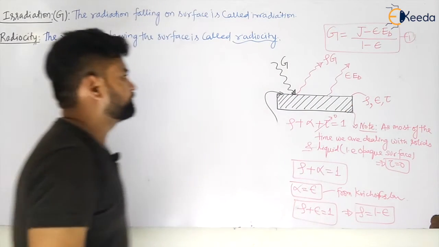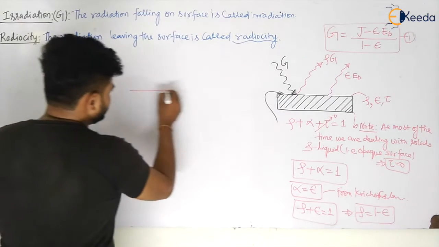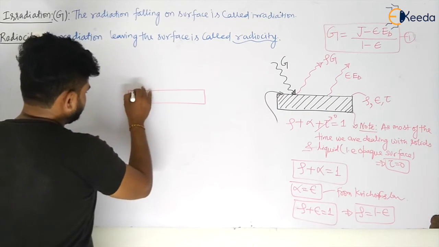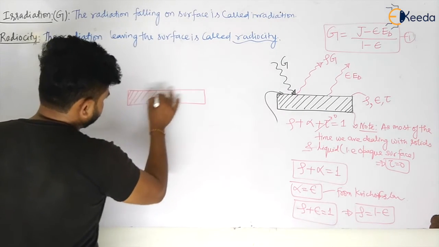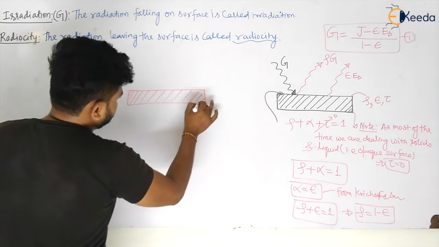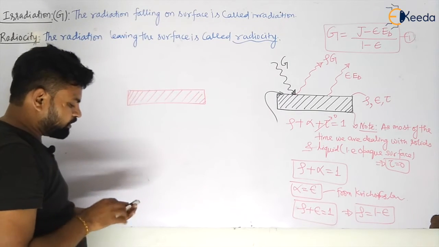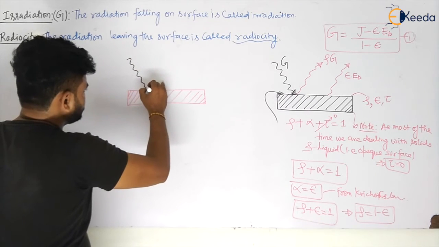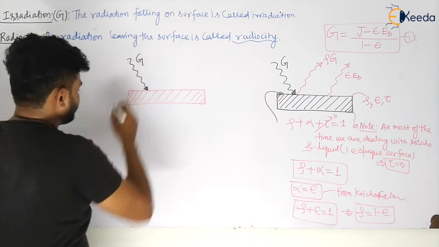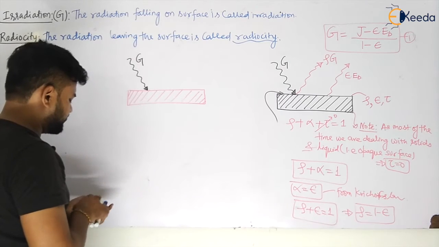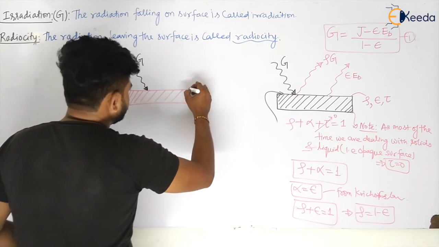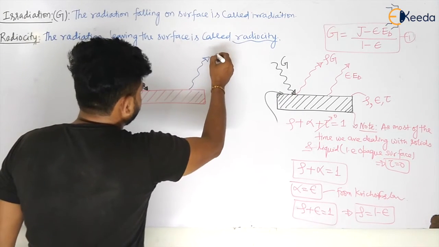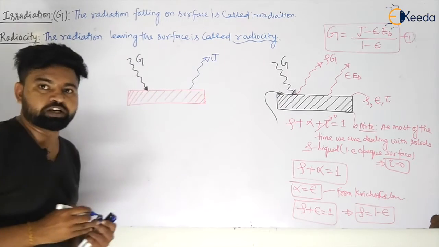Okay. Now, so my dear students, if I am having this surface, let us say I am having this surface. This is absorbing some radiation. So some radiation is coming to this. That is your G. And some radiation is leaving this surface, my dear students. Some radiation is leaving this surface. Let us take it J. That is radiosity J.